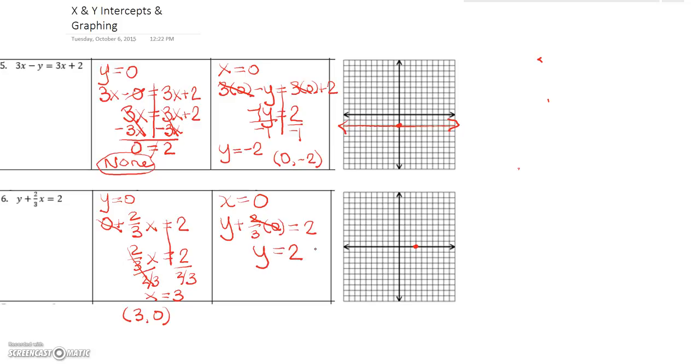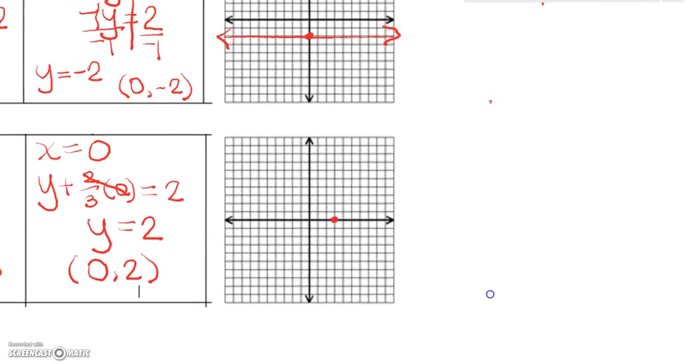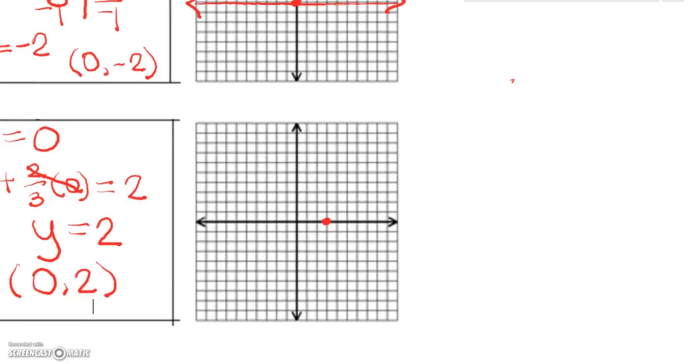So that means we're done. I just have to write it as a coordinate, and that would be 0, 2. Okay, now for our graph, we put 0, 2 on our graph, like that. And then you just have to draw your line.